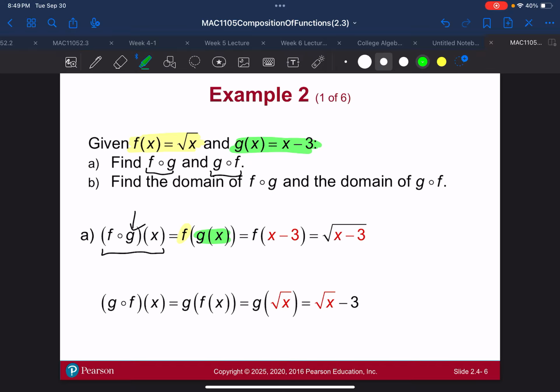And g of x is equal to x minus 3. So I am plugging x minus 3 in for x everywhere in f. And f of x is equal to the square root of x, so this would be the square root of x minus 3. And that is simplified, so I can't do anything else there.